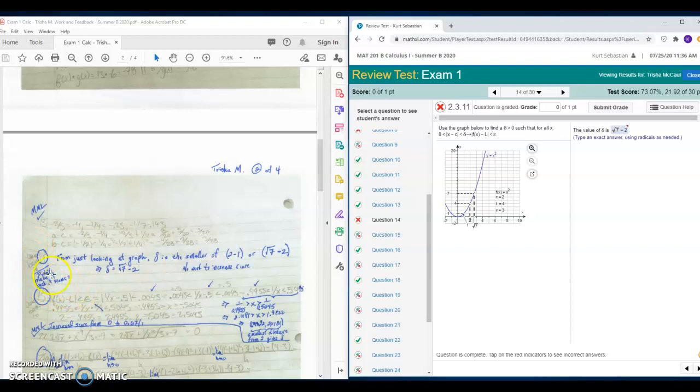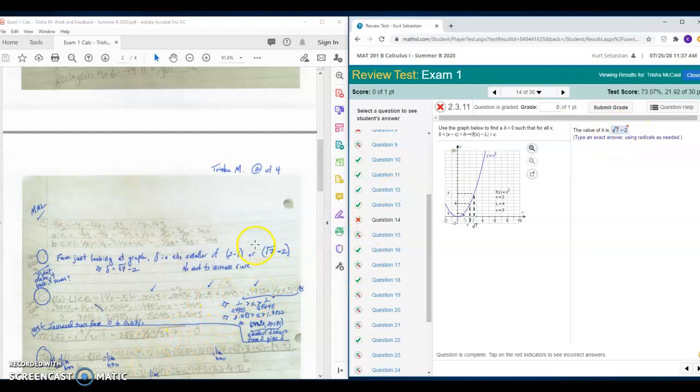I don't know if it was time-wise or you forgot about it, but for 14, here's what you need to think. All you have to think of is the closest distance from either endpoint of this interval to 2 is delta. So delta is either the square root of 7 minus 2 or 2 minus 1, the distances. So 2 minus 1 is 1. The square root of 7 is about 2.5 or 2.7 or something, but that's less than 1. Square root of 7 minus 2, just plug it into your calculator. So the value of delta is square root of 7 minus 2.